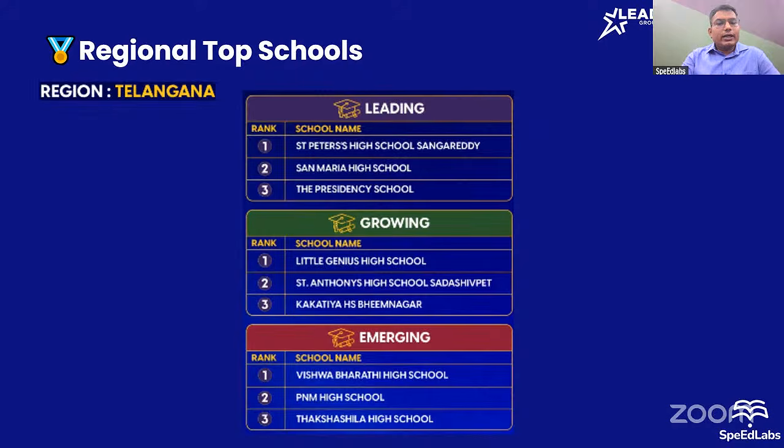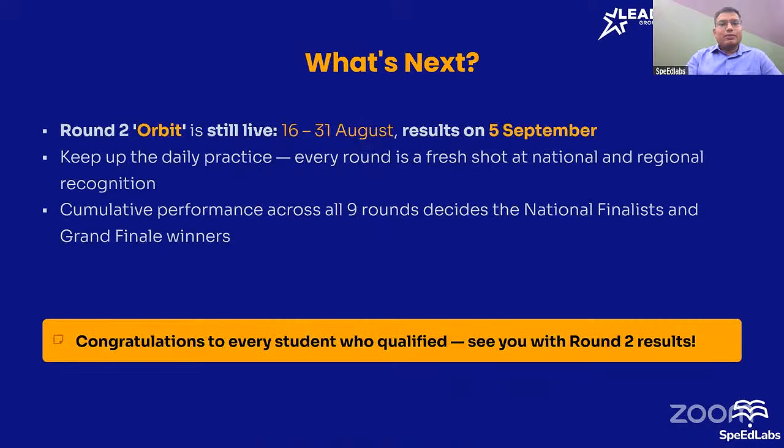Second, in the growing category, we have Little Genius, St. Anthony, and Kakatiya school. In the emerging category, we have Vishwa Bharati, PNM, and Takshila school. Those students are putting in the effort and the maximum number of students qualified. So congratulations to all the students and all the teachers who are putting in the effort for the success sprint. No worries, round one is completed, but round two is still going on.